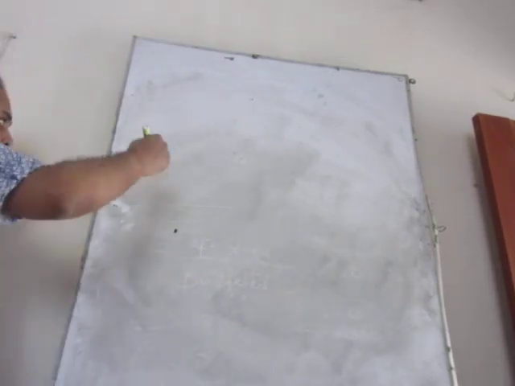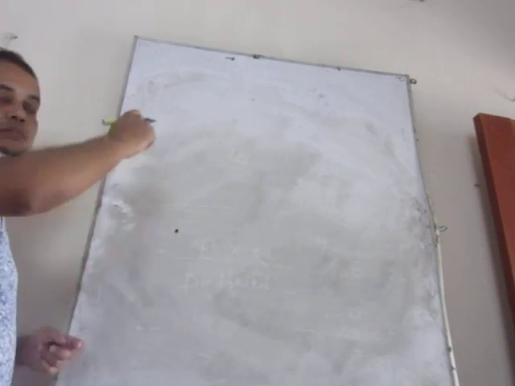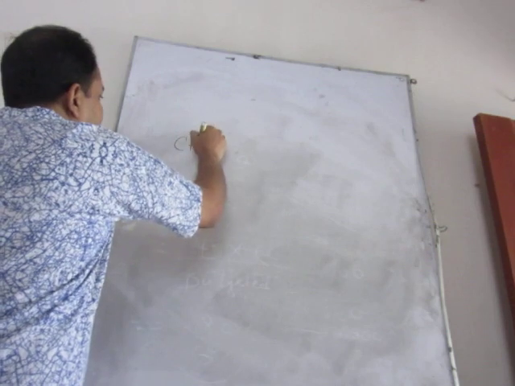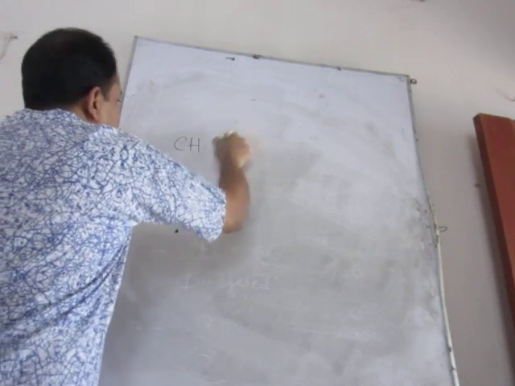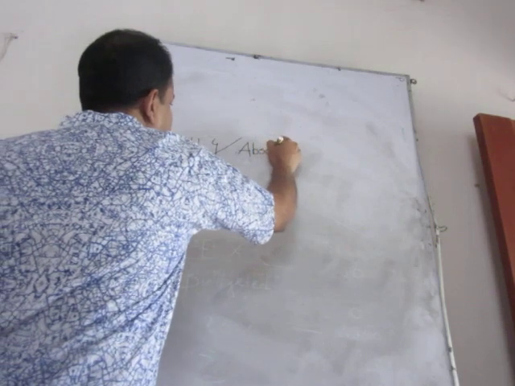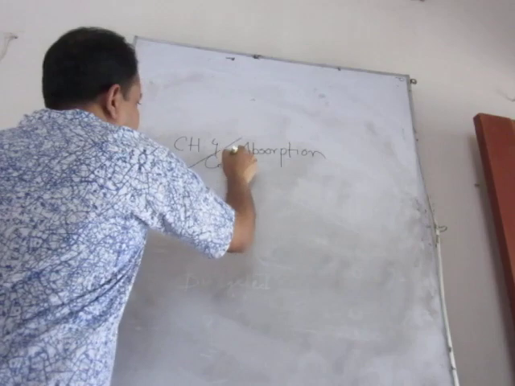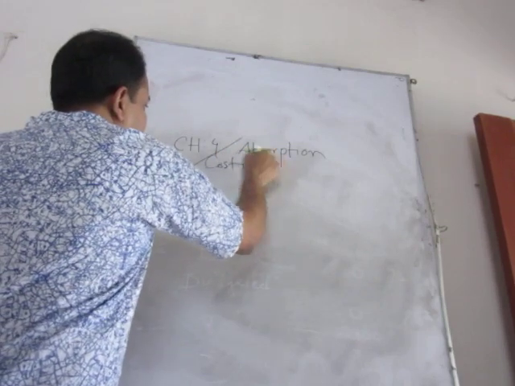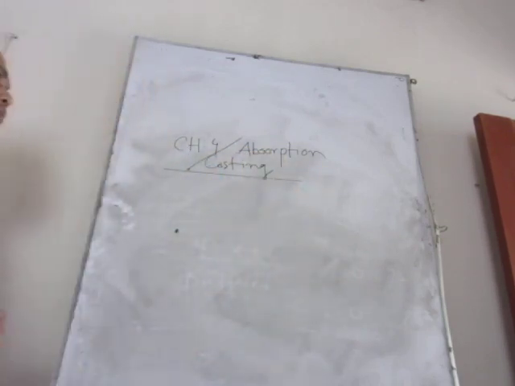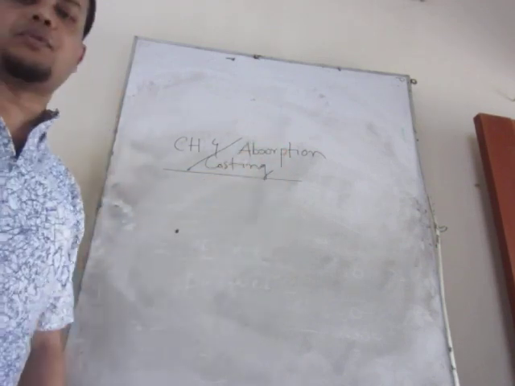Okay, today we'll go through chapter 4. Chapter 4, absorption costing. Absorption costing. Absorption, see? The word is absorption.